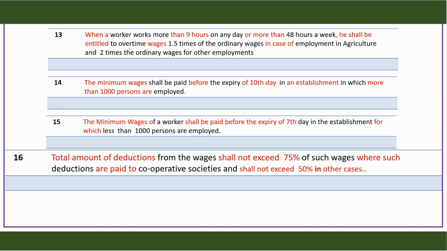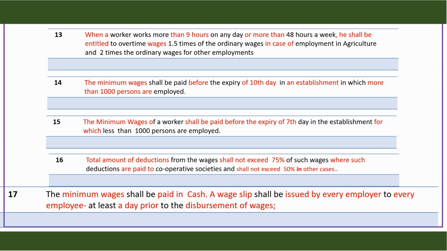When an employer makes deductions out of the monthly wages of a person, there is a restriction on the total amount of deductions. In the normal case, it cannot exceed 50% of the wage payable to a person. Where, however, the payment involves payment to a cooperative society to a major extent, the deduction can be up to 75%. And the minimum wage has to be paid in cash.